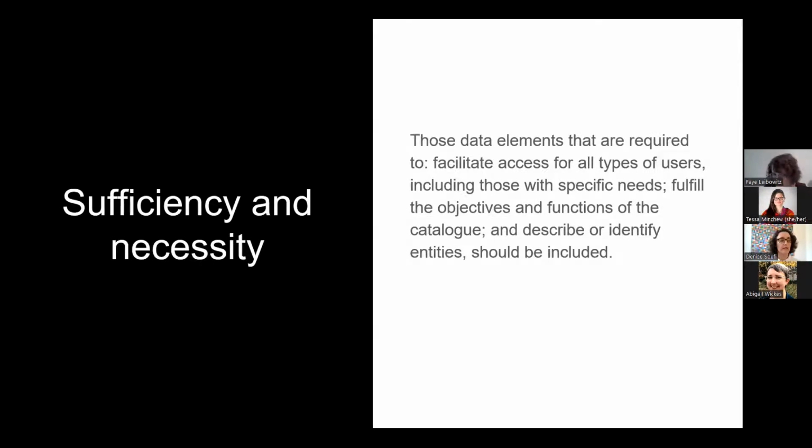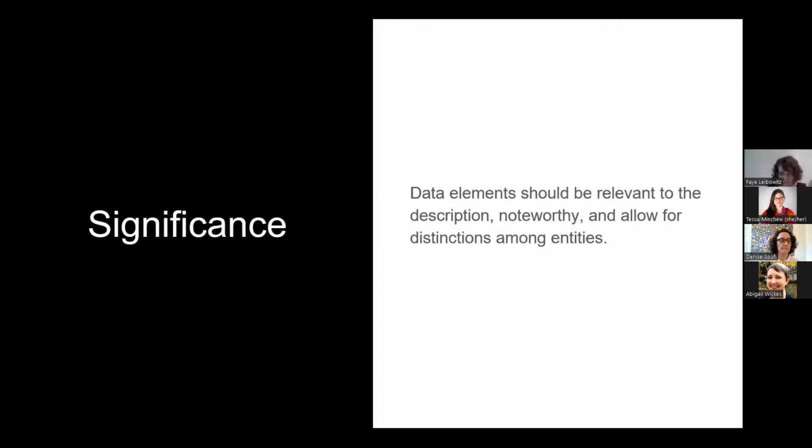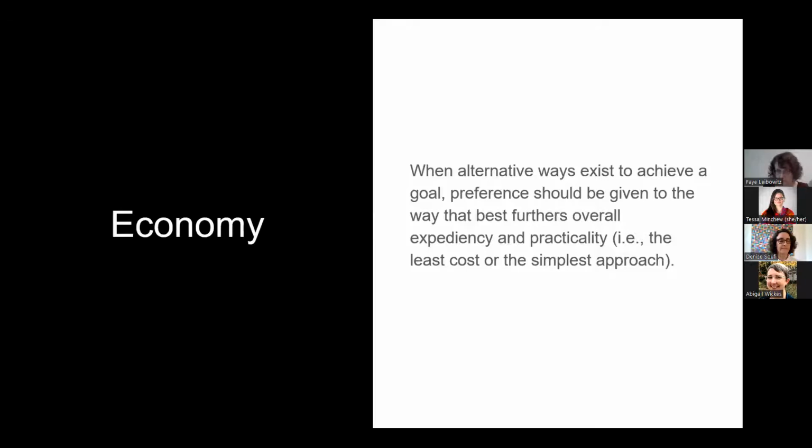ORC supports and includes data elements that facilitate access, contribute to the functioning of the catalog, and adequately describe and identify resources. ORC data elements are chosen on the basis of their relevance and for their ability to uniquely identify an entity. The rules in the ORC code will be formulated to be practical and easy to use. To fulfill this principle, we plan to provide ample examples accompanied by mark coding.